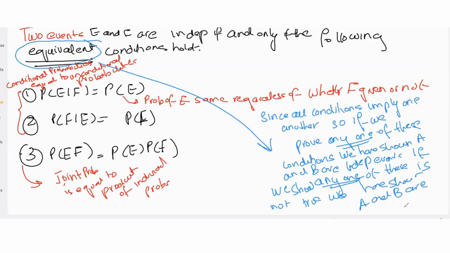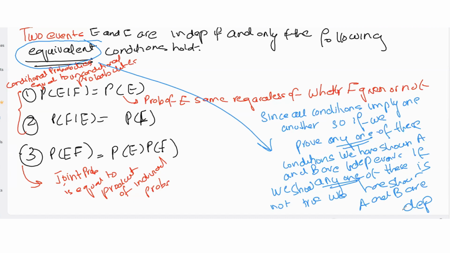So you don't have to prove all three to show they're independent. Similarly, you don't have to disprove all three to show they're dependent. You just need to show any one is true, and that will prove that they're independent. If you show any one of these is false, then you'll show they're dependent.